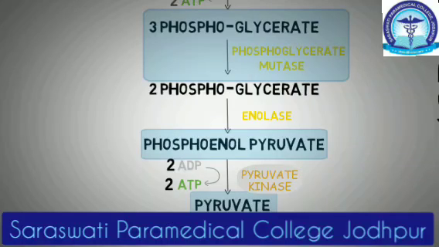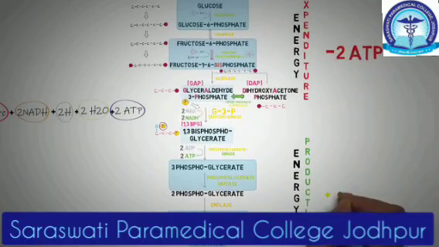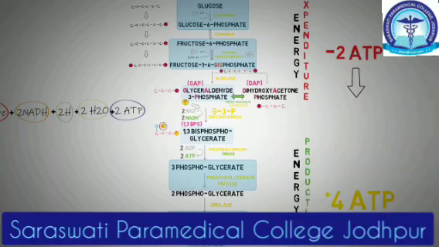Now, since we started with one molecule of glucose which was split into two, the number of ATPs produced in this reaction are actually 4 ATPs per molecule of glucose. So if oxygen is not available, we use 2 ATPs here and produce 4 ATPs here. So net ATP gain is only 2 ATPs.